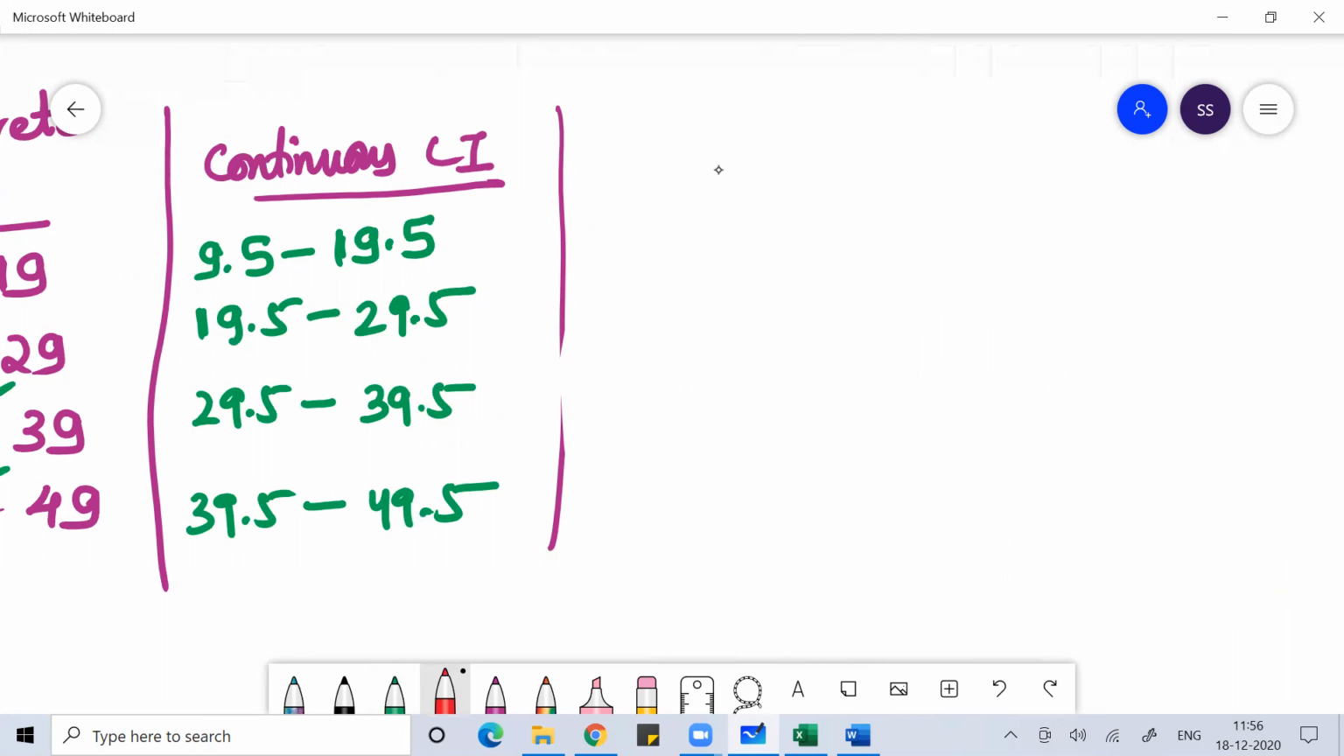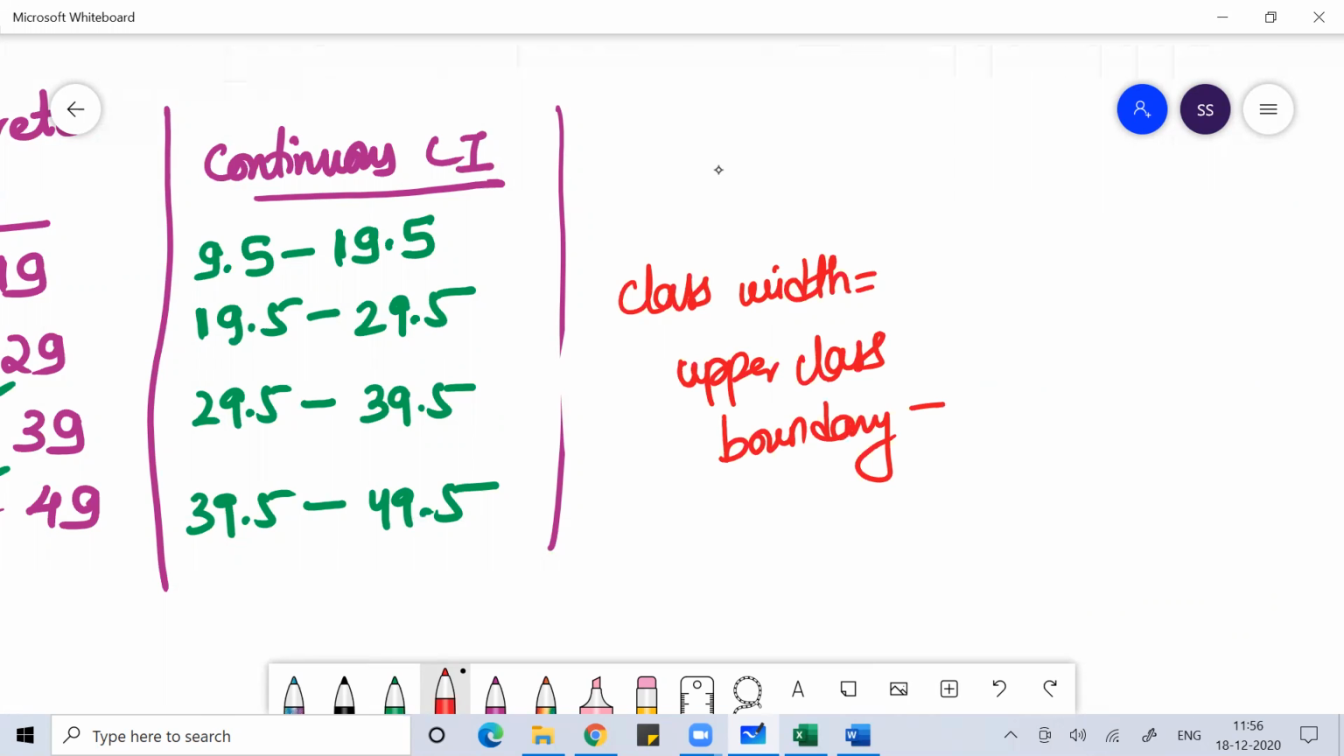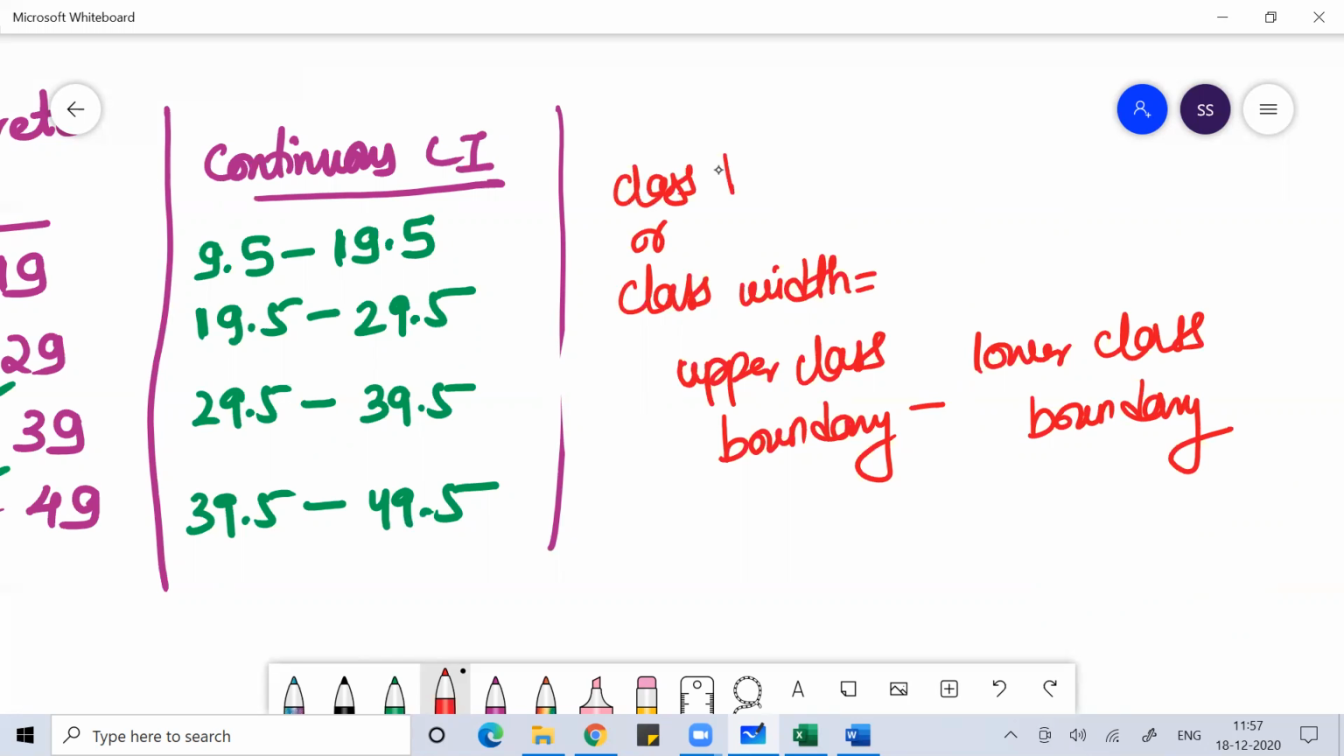Here there's a term called class width. Class width means the difference between the upper class boundary minus the lower class boundary. The other name for this is also class height. The height means the difference between them. That is why class width, class height, class size, anything we can use.